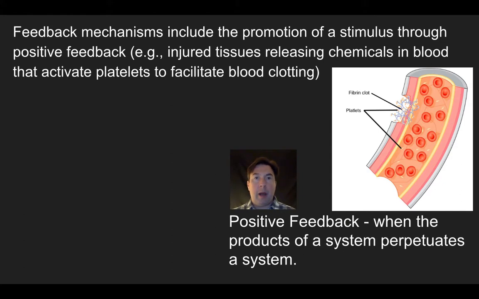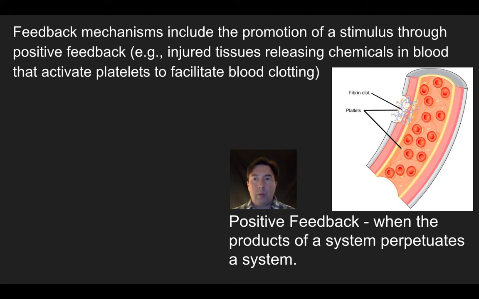So let's talk about positive feedback. When we talk about positive feedback, that's when the products of the system actually perpetuate the system. They cause the next thing in the system to take place. The example that we're going to use here is injured tissues releasing chemicals in the blood that activate platelets to cause blood clotting.